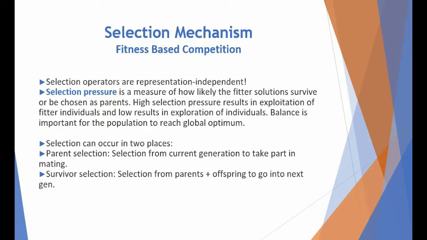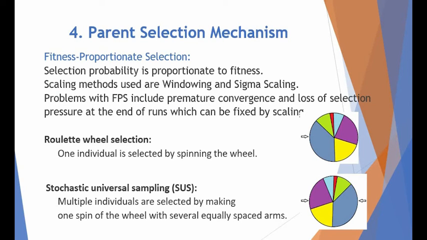Selection can occur in 2 places: parent selection and survivor selection. Parent selection is the selection from the current generation to take part in mating, and survivor selection is from parents plus offspring to go into the next generation. The very important step is the parent selection mechanism.